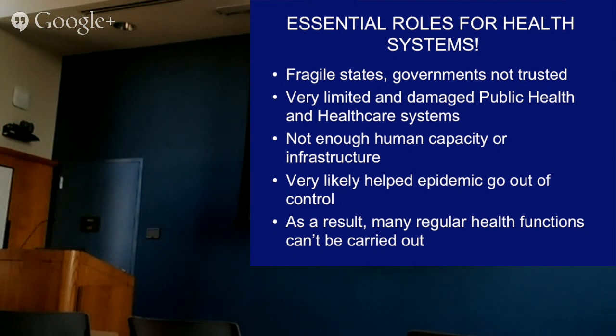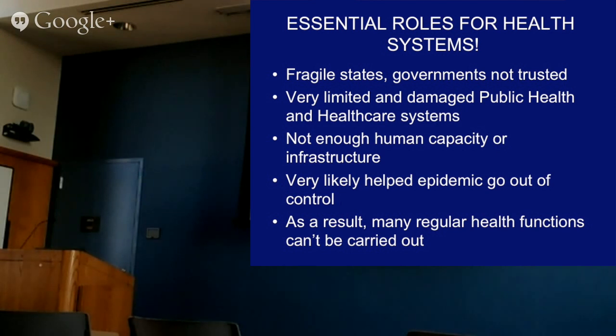In addition, or to have good communications, in addition, the public health and healthcare systems are very badly damaged as a result of years of civil strife and, frankly, very little human capacity, very few people to take care of these places. The result of this is that you really don't have a public health infrastructure to speak of. You have a very fragmented healthcare system. In all these places, the big cities have hospitals, the districts have clinics, but they vary quite a lot in their quality and ability to take care of people. And the human element is often very lacking. And these are probably among the things, in addition to the delayed recognition, that helped this epidemic to go out of control.